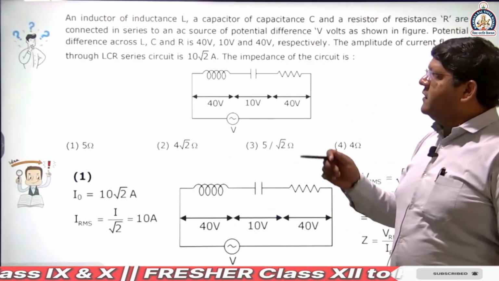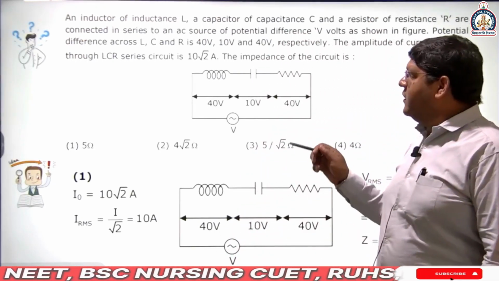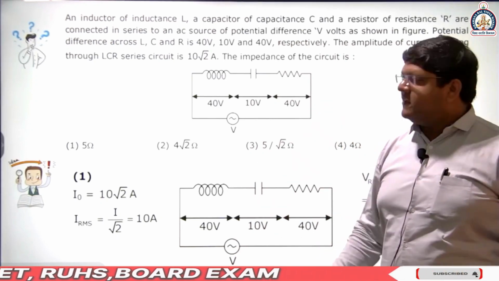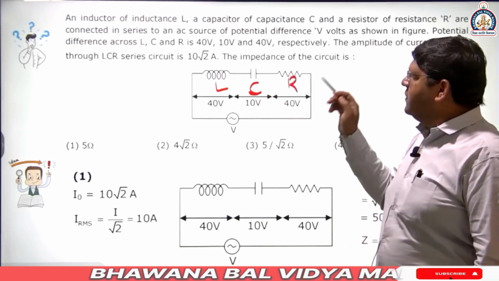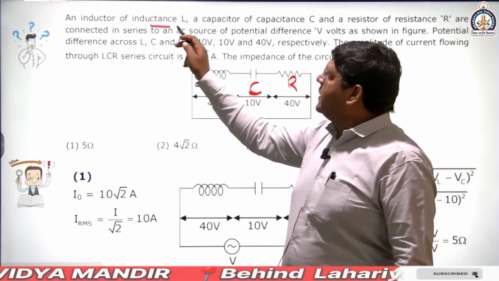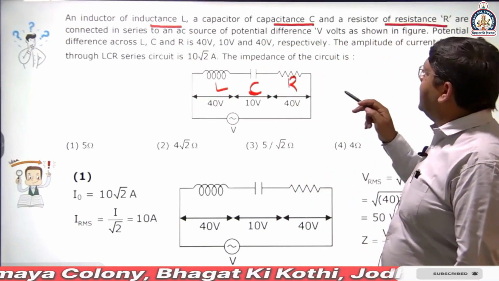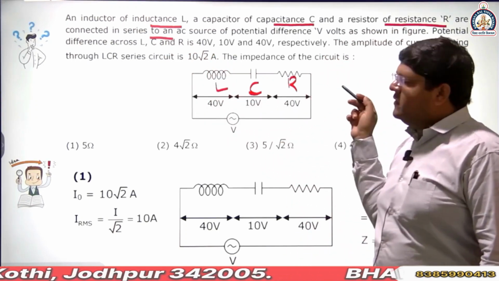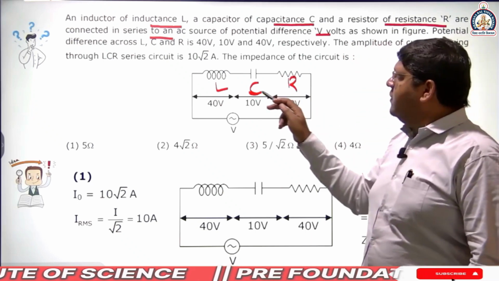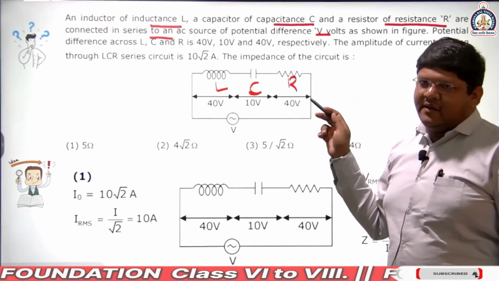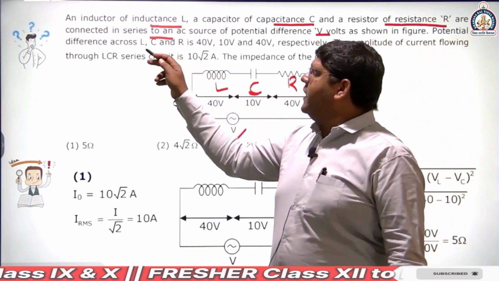Moving to the next part, this question is from class 12, chapter number alternating current. The question says we are provided with a series RLC circuit. This is our inductor, this is our capacitor, and this is our resistor. An inductor of inductance L, a capacitor of capacitance C, and a resistor of resistance R are connected in series, and the potential difference V is shown in the figure. All the elements are in series and are connected across a V volt supply.